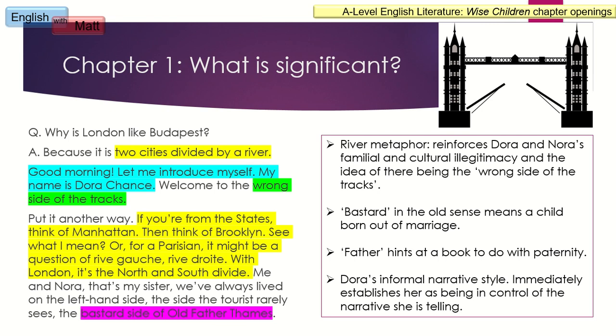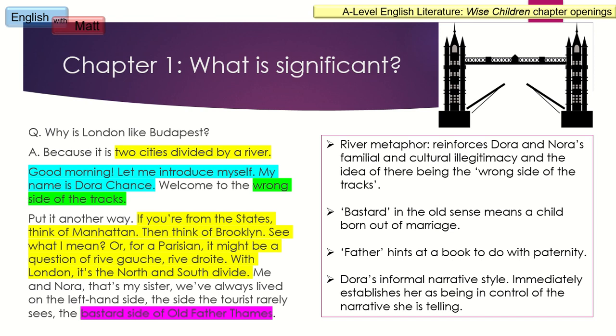So chapter one is here on the left, and you can see that I've highlighted certain sentences, and these sentences can help with a number of different points, really. First off, the novel begins with a riddle. Why is London like Budapest? Because it is two cities divided by a river, and that's an unusual way to begin a novel. Certainly, the only novel I've read that begins with that kind of opening. So immediately what you have foregrounded is this metaphorical significance of river.